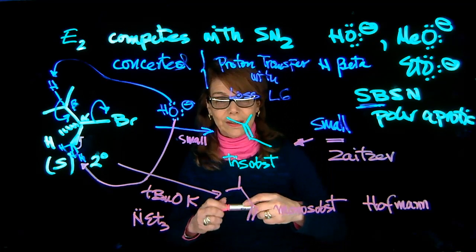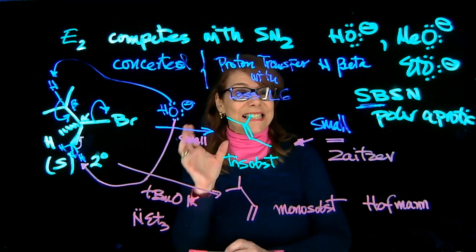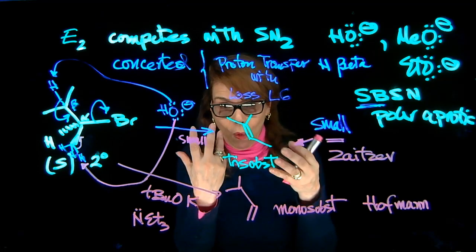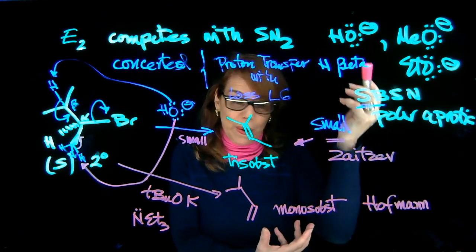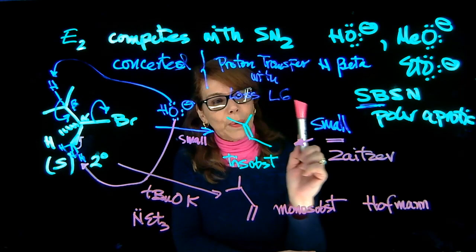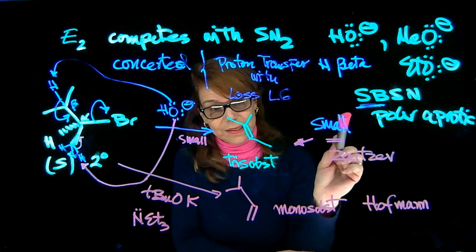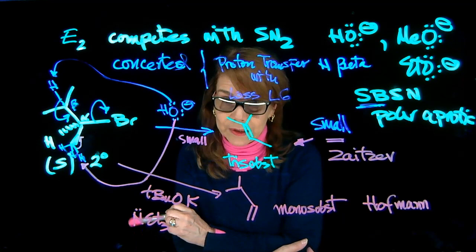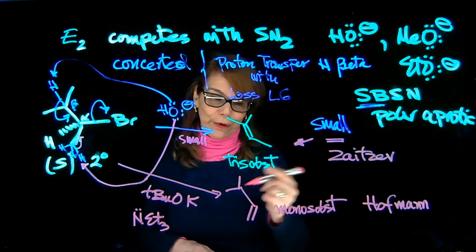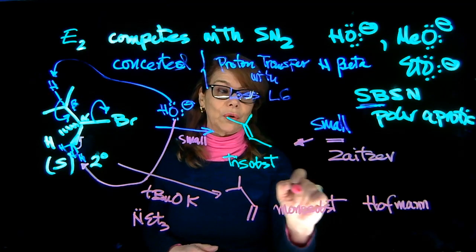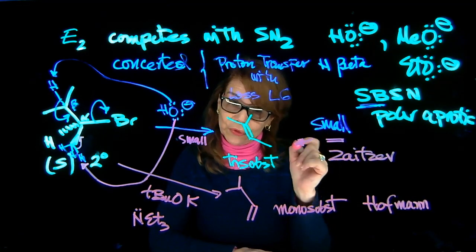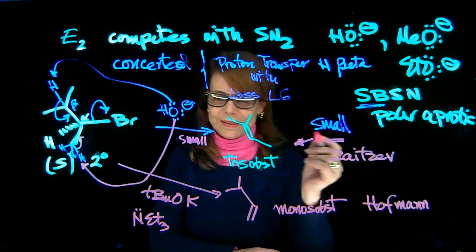Again, we're doing this because we need to see what the reagent is. And when I'm talking about the reagent, we want to look not only at the base or nucleophile, but also at the solvent. So here, pay attention that small bases will favor the Zaitsev product, and the big bulky bases will favor the least substituted or the Hofmann product. And this we're going to be using in problems when we are predicting products.